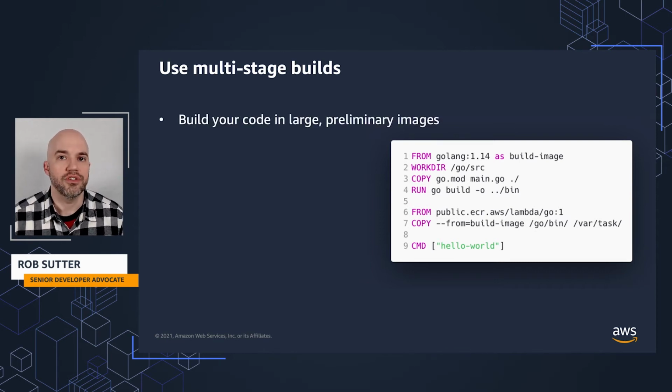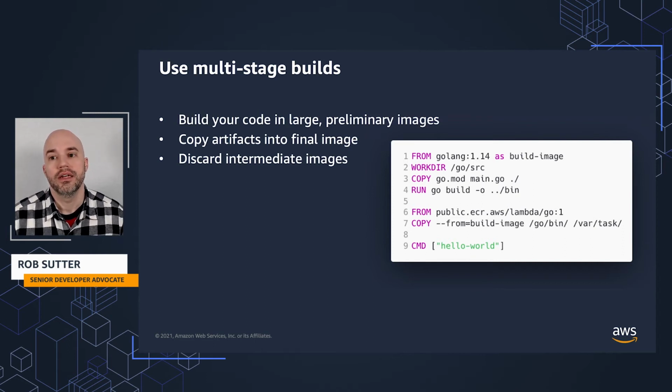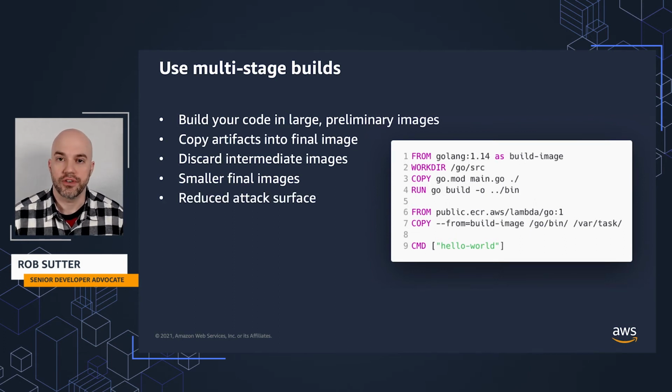This allows you to use large, robust base images to build your functions, including numerous dependencies, copy your artifacts into the final image, and discard those intermediate images. This results in smaller final images, as well as a reduced attack surface, helping you secure your Lambda functions.